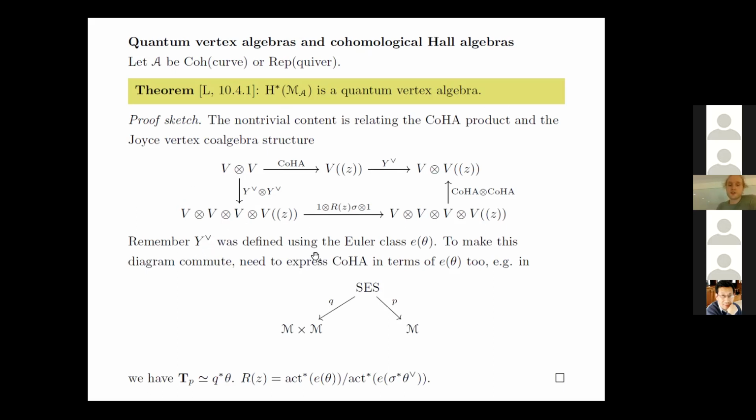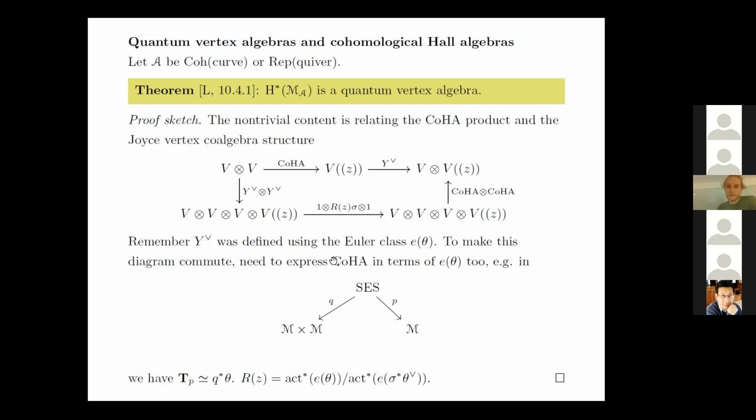Remember that the vertex coalgebra structure was defined using the Euler class. So you pull back by the direct sum map, you pull back by the action map, and then you dot with the pullback of the Euler class. So this is the vertex coalgebra structure. If you want to have any hope of making this commute, you need to make the coha defined in terms of the Euler class of theta. Now, the basic reason this is true, why there might be some relation between coha and theta, is that if you take this diagram, short exact sequences mapping to moduli stack, moduli stack squared, then the tangent complex of this map is equal to theta, or rather the pullback of theta via q.